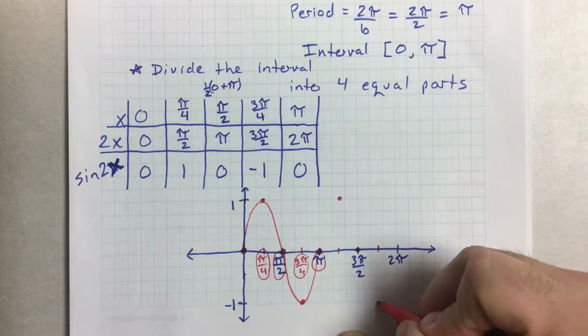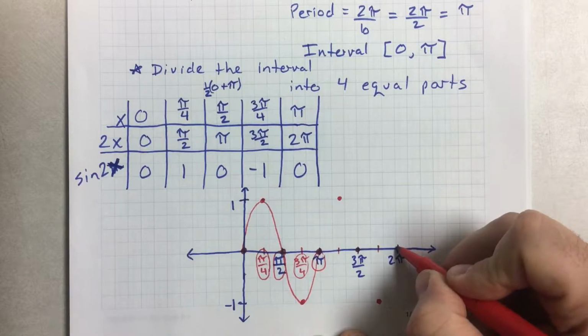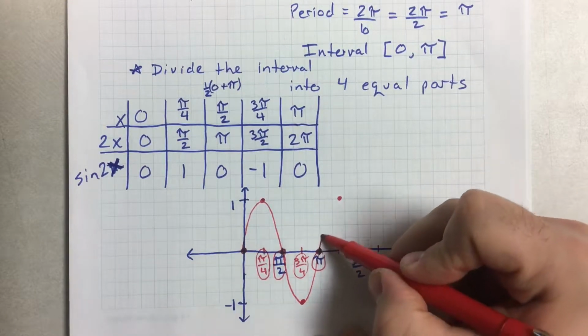Then we're going back down to -1 and then to 2 pi. So continuing it.